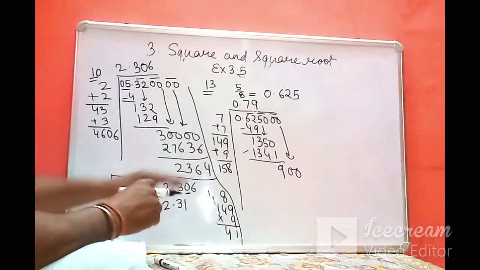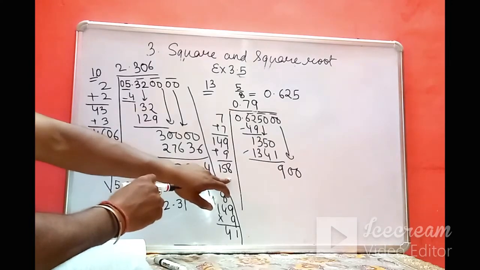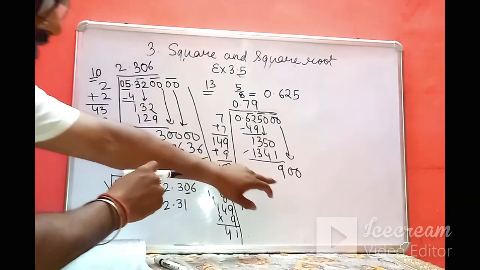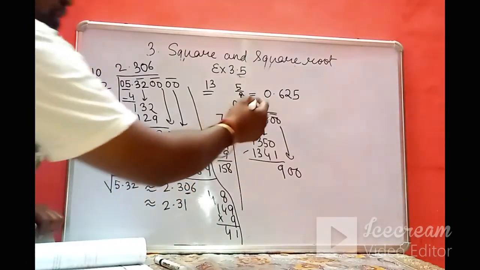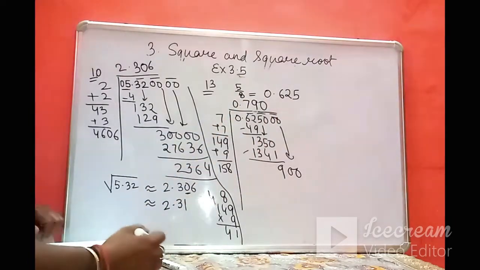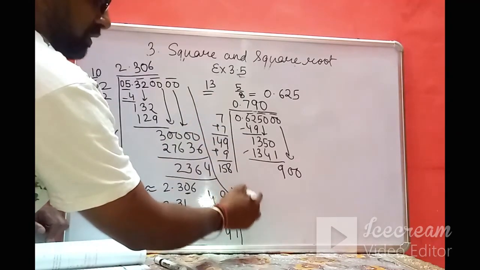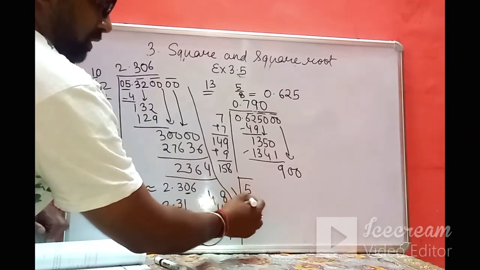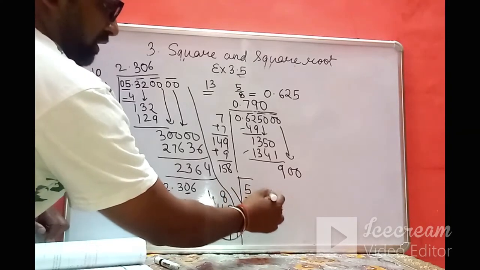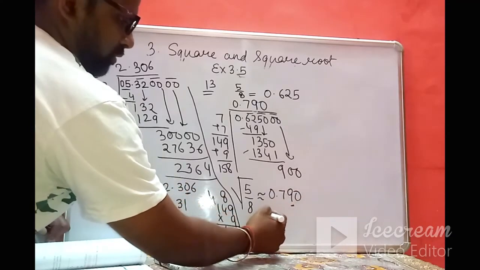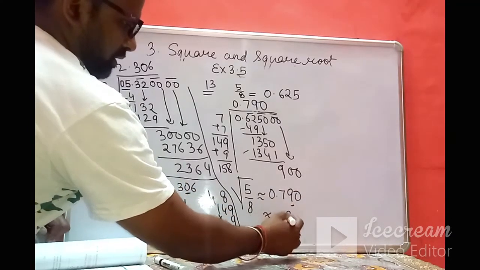Okay, now if I put 1 here, what I will get? I will get 1581, but this is only 900. So what we will do? I will put a 0 here. So that means now our calculation is finished. So I can say square root of 5 upon 8 is approximately 0.790. And I will round it off here. So I will get 0.8.